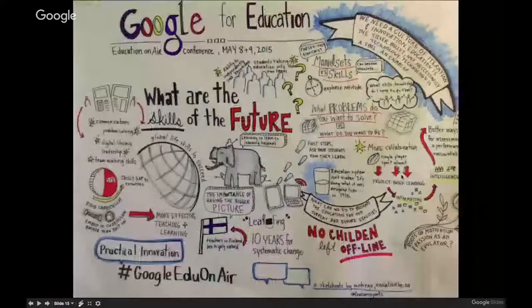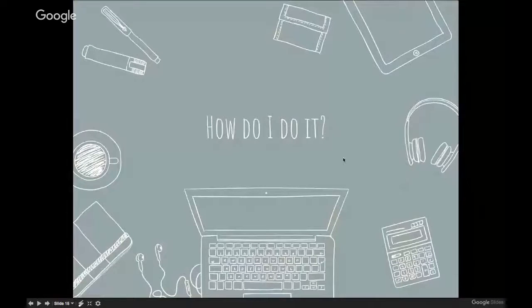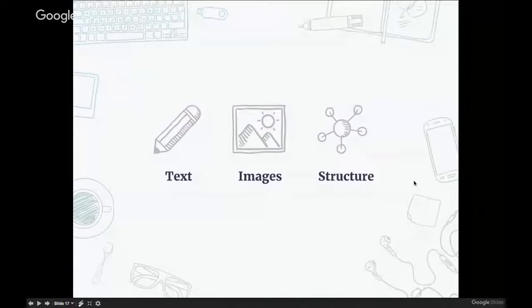Okay, so some other examples here. Okay, so how do I do it? This is probably the big question that you've got if you're like most people. I've got a couple of ideas for you on how to do sketchnoting. I boil it down basically into, every sketch has these three main elements: you've got text, you've got images, and you've got structure. So let's walk through these real quick.